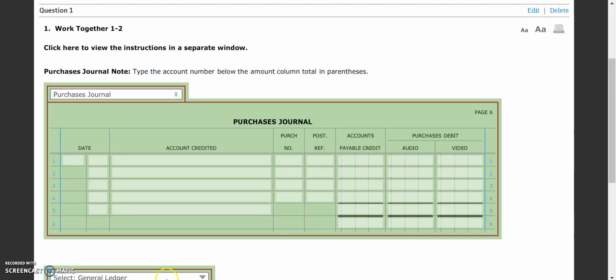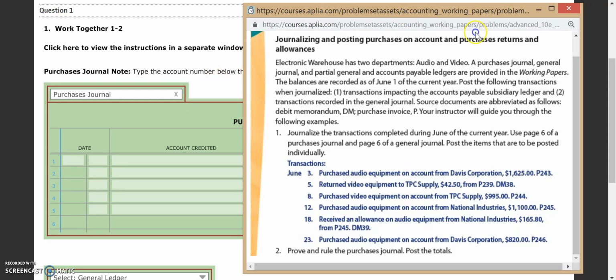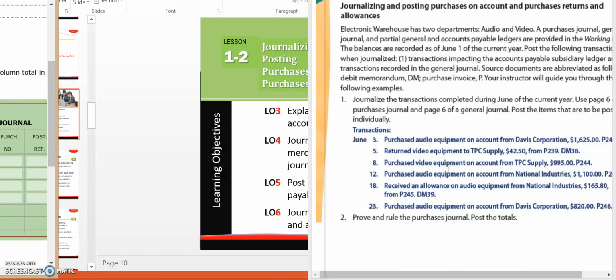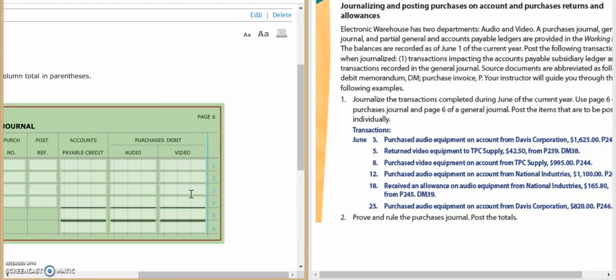The first thing we need to do is look at our transactions, and it says our first one was that we purchased audio equipment on account from Davis Corporation for $16.25. Because we purchased on account, we're going to be putting this in our purchases journal. So I'm actually going to see if this works better.